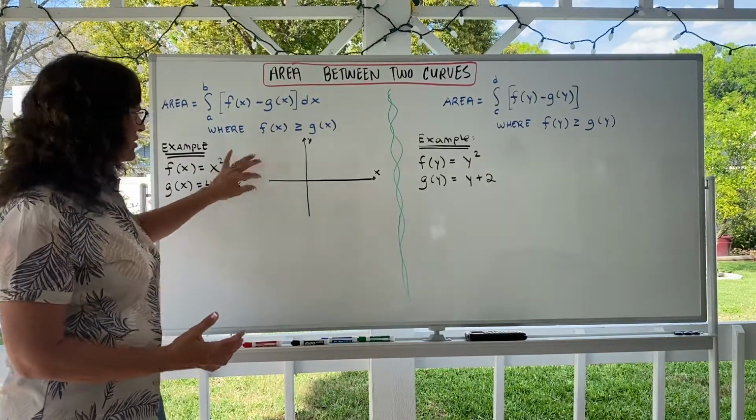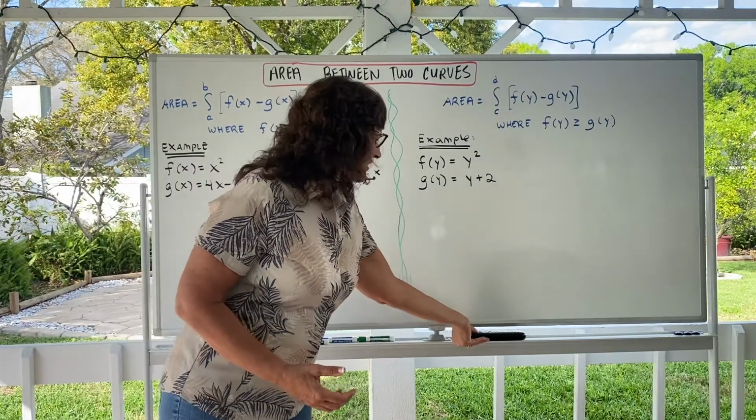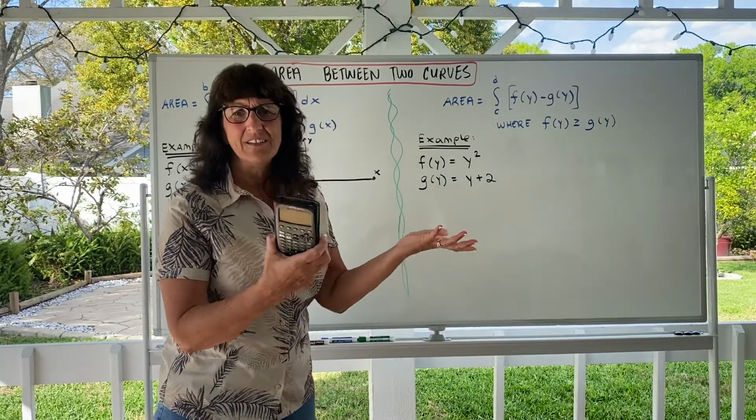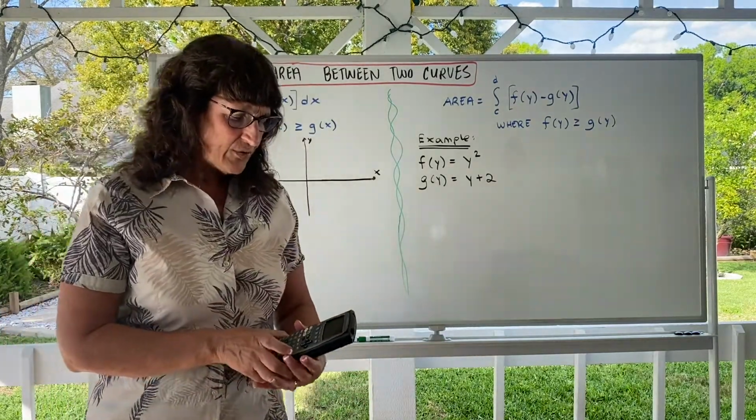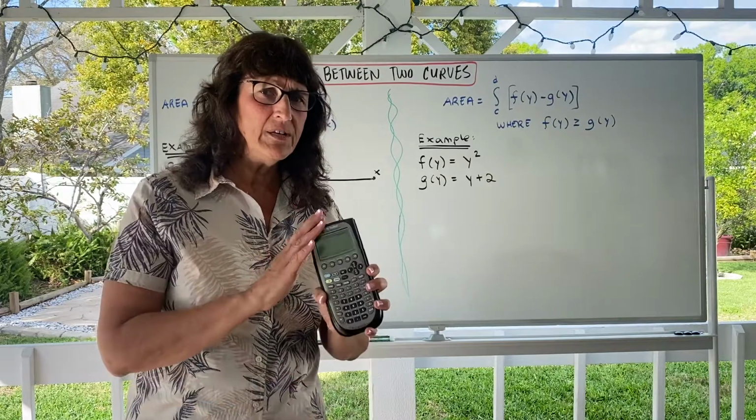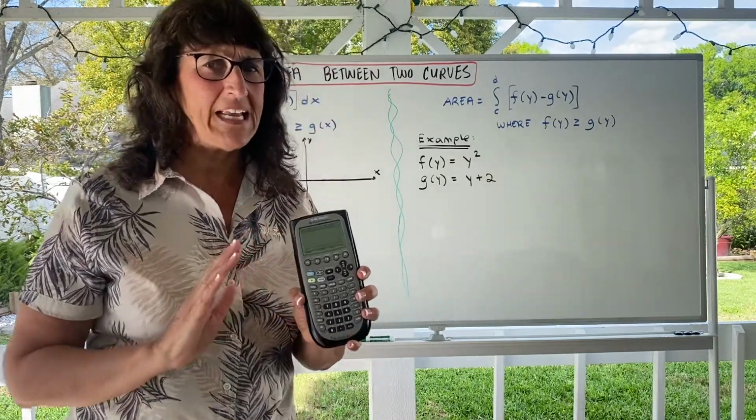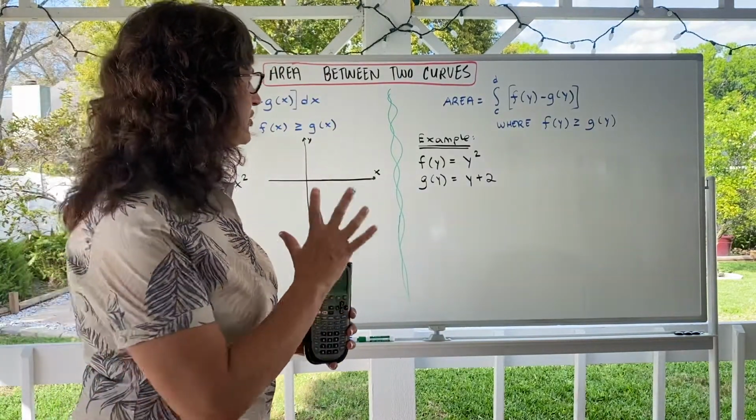If you're not sure what they look like, you can always use technology if you're allowed to do that. Use some technology to get a picture of the graph. I'm going to use the TI-89, the Texas Instruments 89, just to show the technology with these topics.